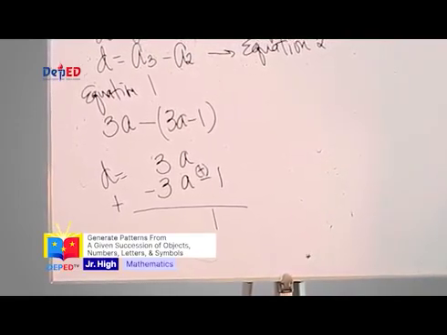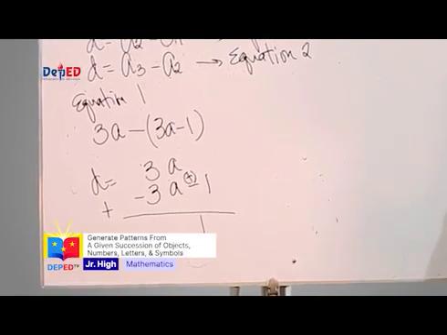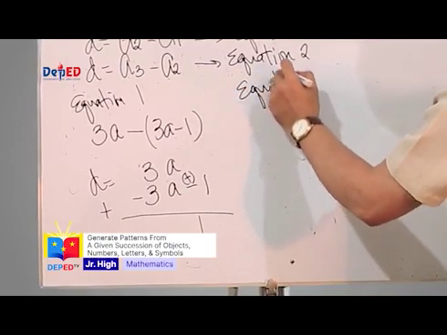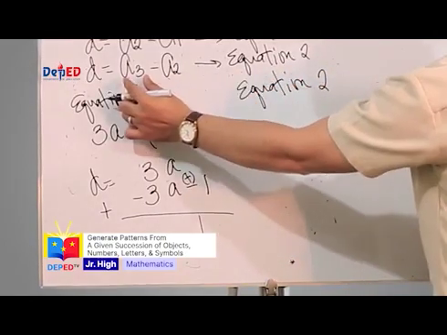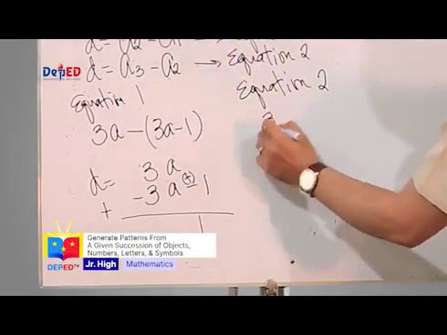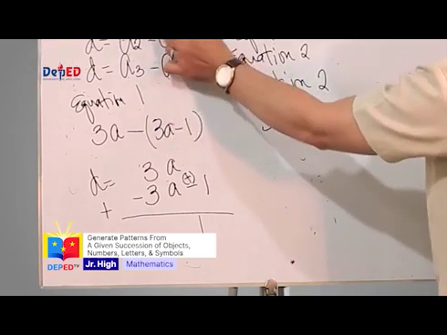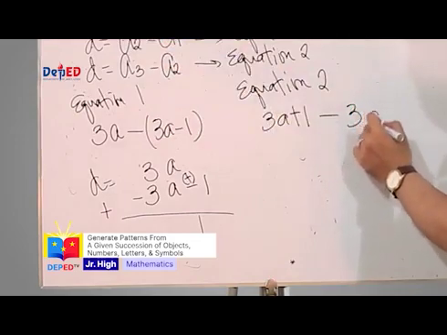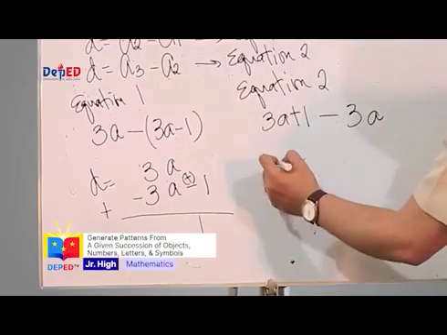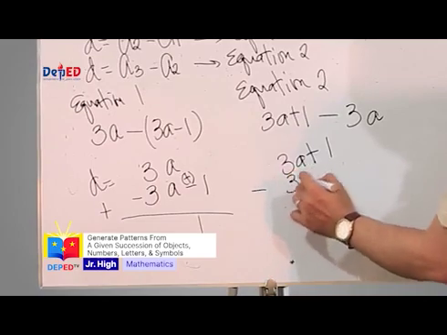What if we use the second equation? Would we arrive at the same answer? Let's try. For equation 2, that is the difference of a sub 3, which is 3a plus 1, minus the second term, which is 3a. Next, let's have 3a plus 1 minus 3a.